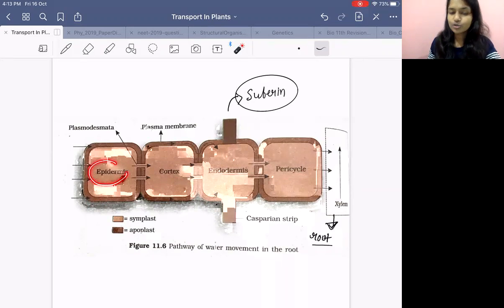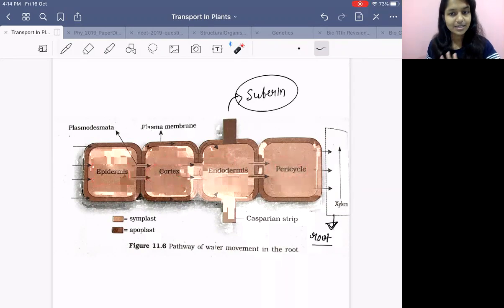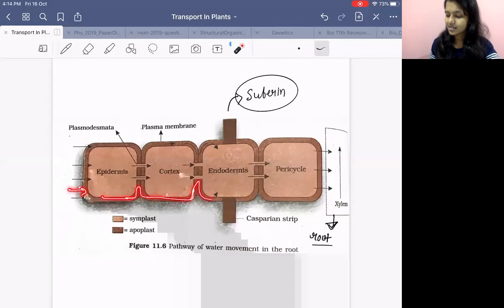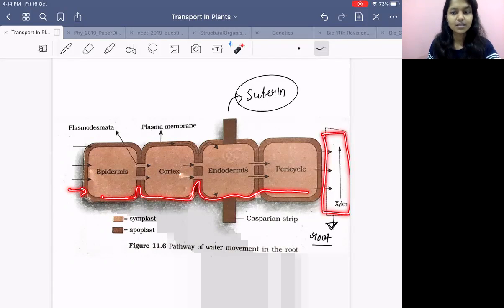The uppermost is epidermis, then cortex, then endodermis, followed by pericycle. Is it clear? Epidermis, cortex, endodermis and pericycle. Outermost is epidermis, then cortex, then endodermis, then pericycle. Did you learn it? Now, water will enter into all these cells and it has to finally reach the xylem. From xylem, it will be taken up, right?